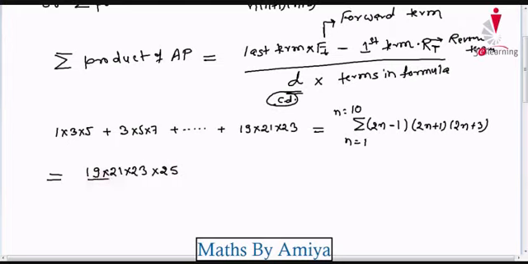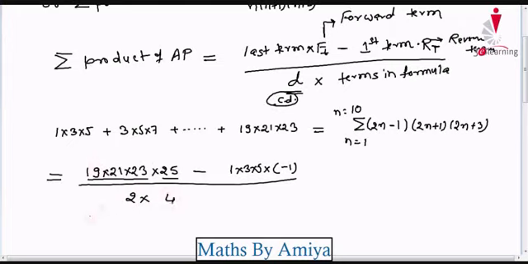Last term into forward term, minus first term, 1 into 3 into 5, into the reverse term. What would be the previous term? Before 5, 3, 1 it is nothing but minus 1, upon common difference. Here the common difference of the AP is 2, and the number of terms in the formula, that is how many terms in this series, 1, 2, 3, 4, into 4. I hope I am clear.